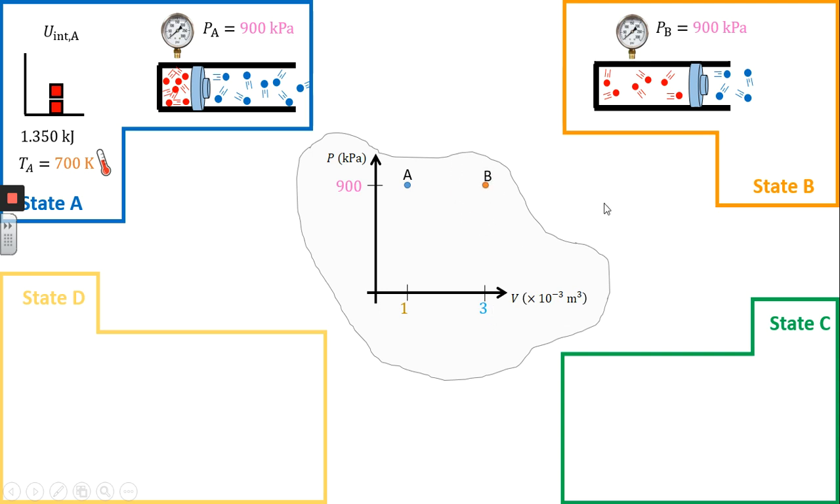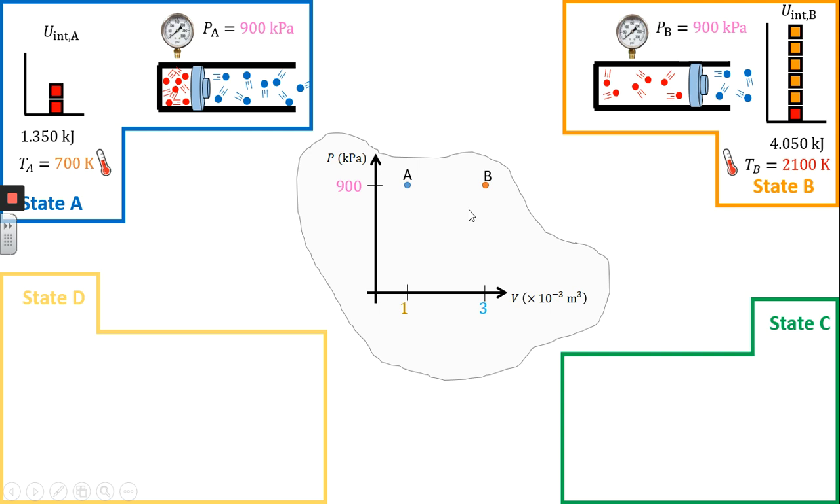There's point B for state B. Let's look at the internal energy there. There is going to be a lot of energy in this state because it was 2100 Kelvin from our computation on the previous slide, or 4.050 kilojoules, which is exactly 3 times as much as we had before. So we're going to represent that with 3 times as many blocks here.